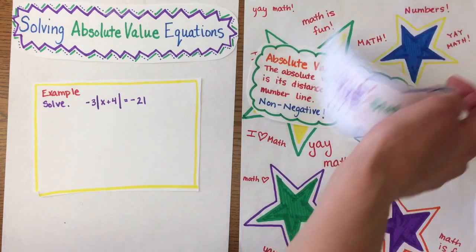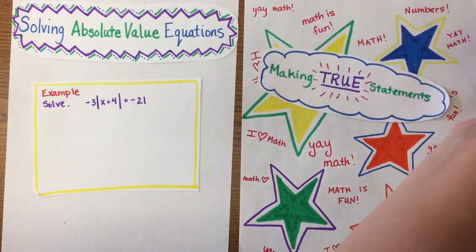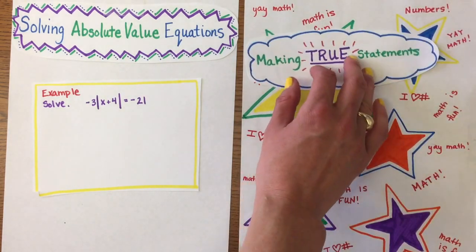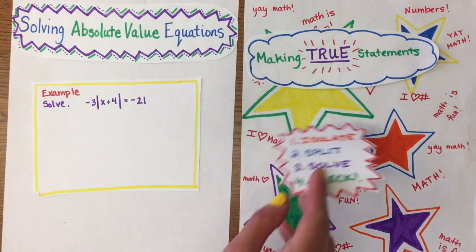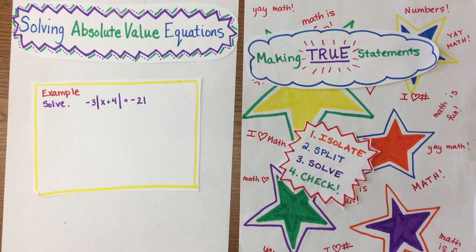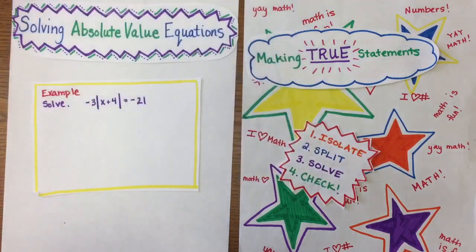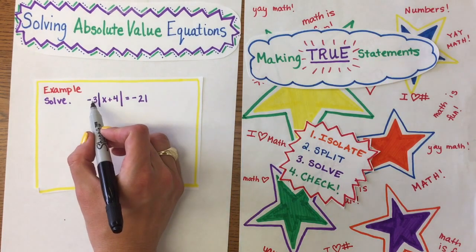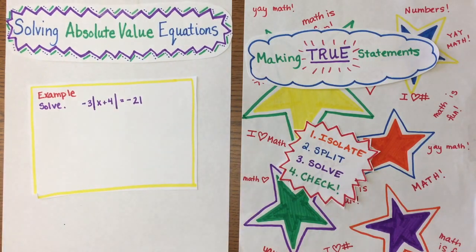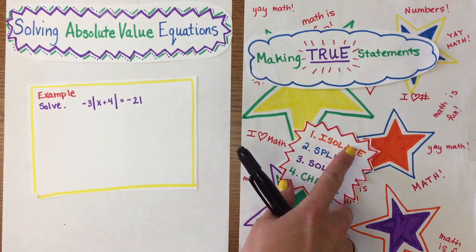Now the process of solving an absolute value equation is pretty simple. Our first thing we want to do is isolate the absolute value because remember, in terms of PEMDAS, absolute value bars are brick wall parentheses. So we want to isolate the absolute value first. We cannot distribute anything inside the absolute value. So we need to isolate the absolute value.